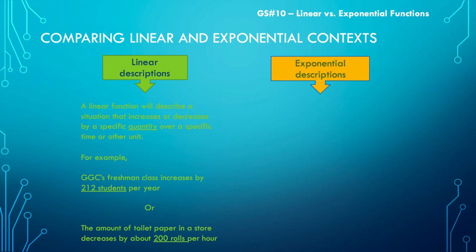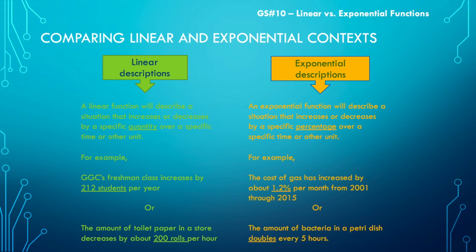Now, when we're talking about exponential descriptions, that's a little bit different, because instead of talking about a specific quantity, we're talking about a specific percentage over a specific time or other unit. And so we'll see things like this happening. The cost of gas has increased by about 1.2% per month from 2001 through 2015. Now, notice this wasn't like 5 cents per gallon per month. It was 1.2% per month.